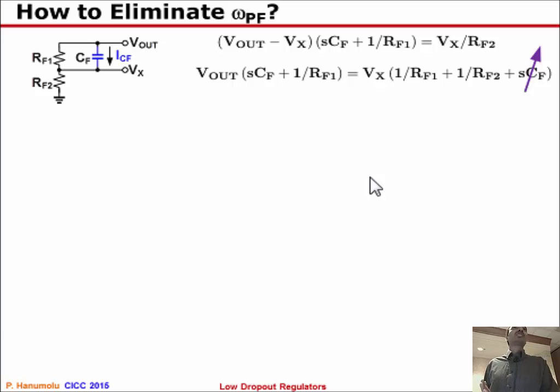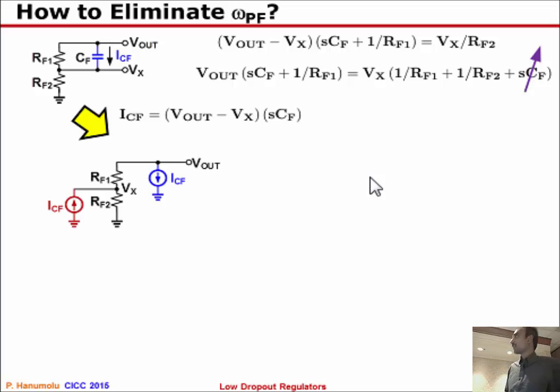So what I'm going to do now is, since I do not want the pole, I'm going to leave this term alone, and I'm going to take out any current that is coming because of this term here, so that you will end up with Vx over Vout being a zero over some ratio. Right? So that is the goal. That is how we are going to eliminate the pole frequency.